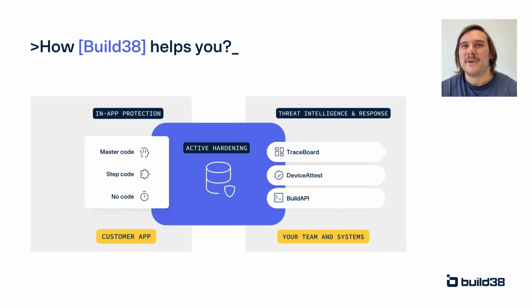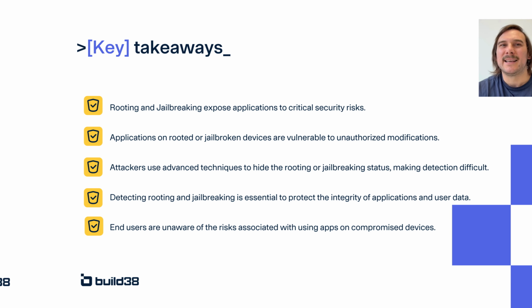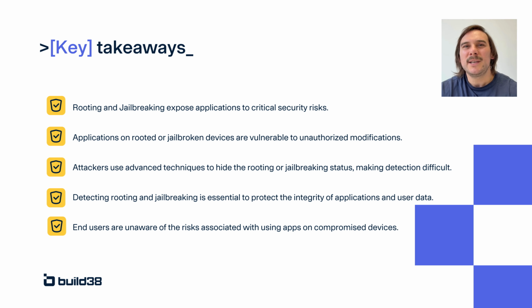In all three cases, the security level is the same. The same RASP protection is applied. What changes is how much control and adaptability you have for your specific use case. And all of this is powered by Build38 Threat Intelligence and Response, which connects the app with your teams and systems in real time. Key takeaways. Rooting and jailbreaking expose mobile applications to serious security risks.